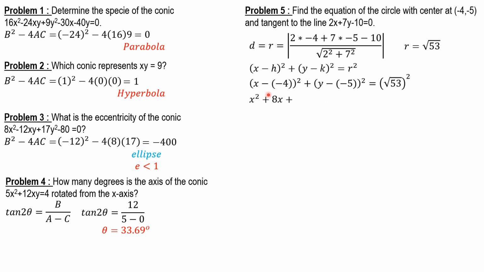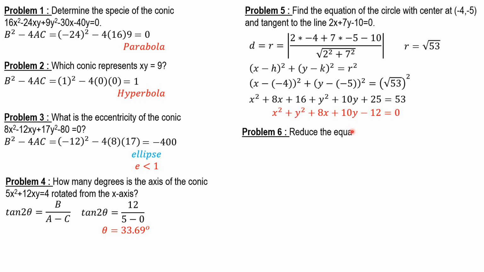This is x squared plus 8x plus 16 plus y squared plus 10y plus 25 equals 53. Simplifying, the equation of the circle is x squared plus y squared plus 8x plus 10y minus 12 equals 0.